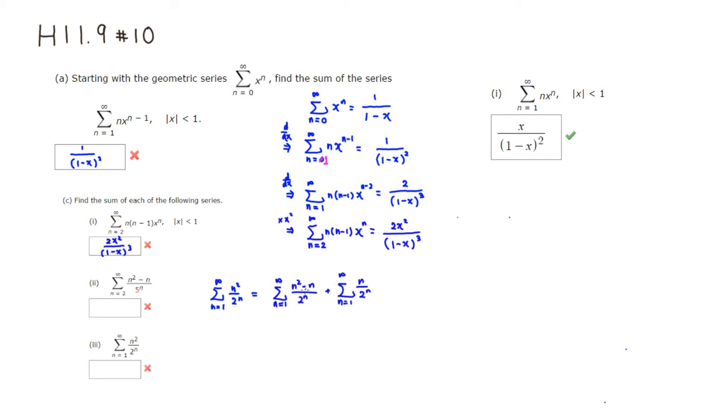All right. So this one, all you have to do is take this formula and plug in x equals 1/2. So this is going to be 2 times 1/2 squared over 1 minus 1/2 cubed. All right. Plus. All right, this one, we have a formula here. So n, you just have to plug in 1/2 into here. So it's going to be 1/2 over 1 minus 1/2 squared.